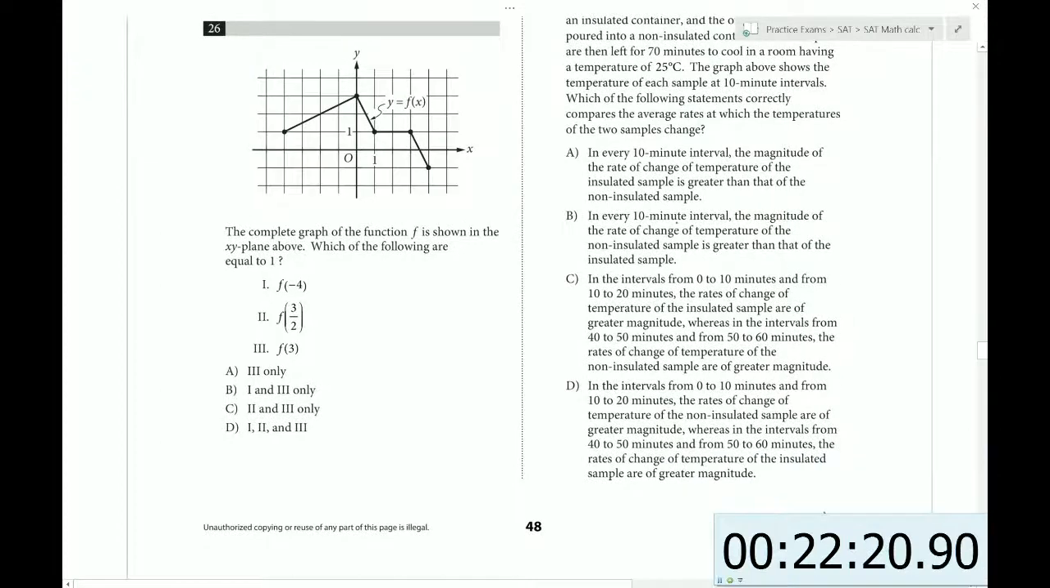All right, the complete graph of the function f is shown in the xy plane above. Which of the following are equal to 1? Okay, so f of negative 4, that's the value of the function at negative 4. So 1, 2, 3, 4. The value is at a height of 1, so that's good. f of 3, that'd be over 1, 2, 3. That height is also at 1. And f of 3 halves, which is 1.5. So at 1.5, the value of the function is at a height of 1. So I would say all 3.